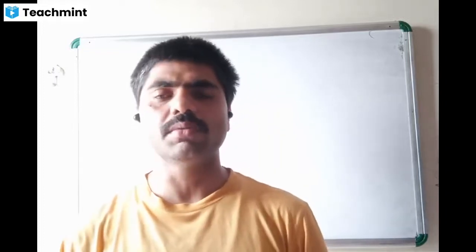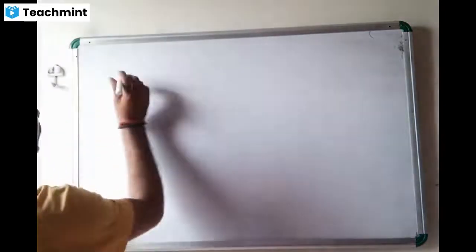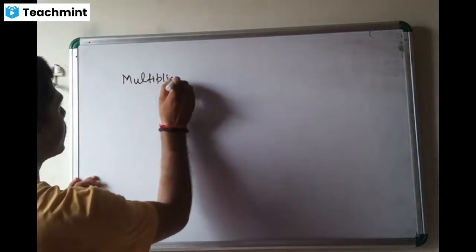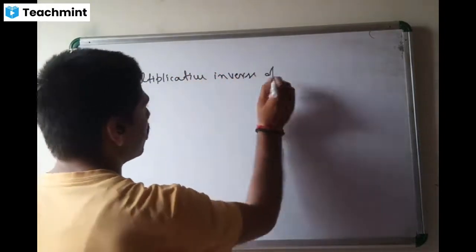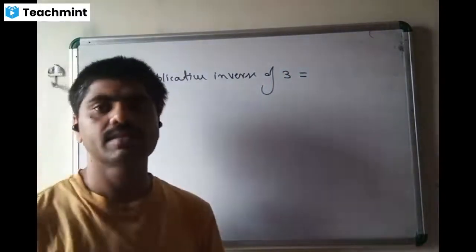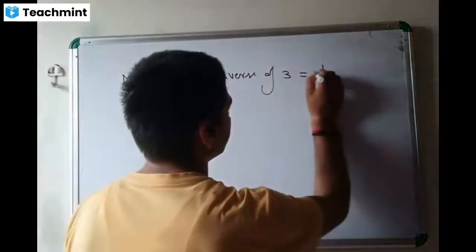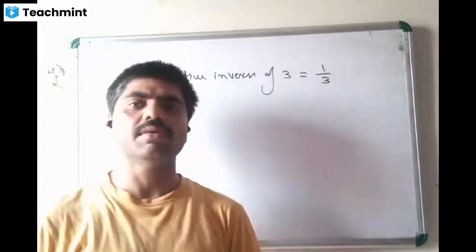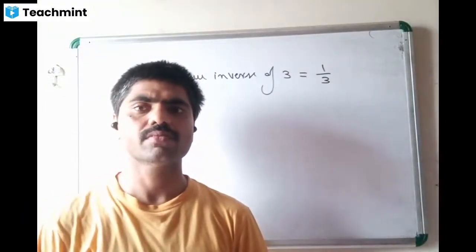First of all, tell me, beta, what is the multiplicative inverse of 3? Do you know? So 1/3? Yes, correct, 1/3. The multiplicative inverse of a real number means the reciprocal of it, isn't it? Yes or no? Yes, sir.